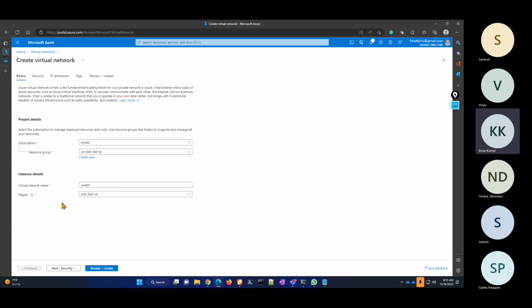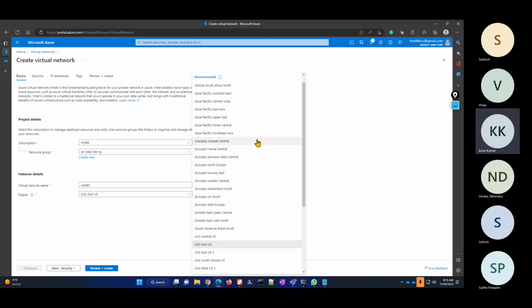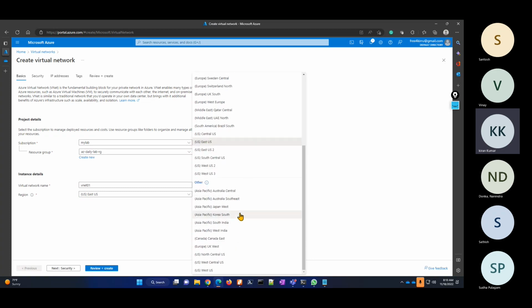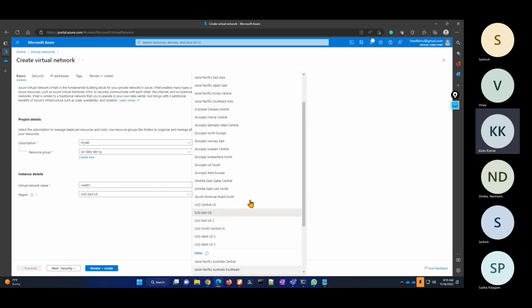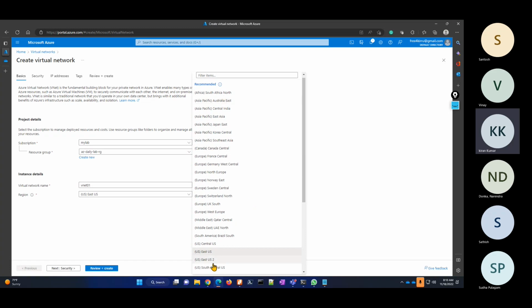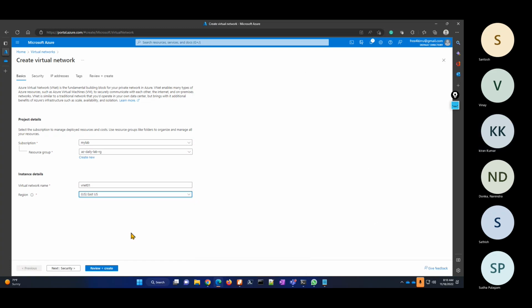Then vnet and region. What is the meaning of region? Region is showing the different types of locations, all locations. In which location do we want to deploy? In our real time scenario, which location do we need to deploy to? So how do we know which region we need to deploy? First of all, we need to understand the region concept.